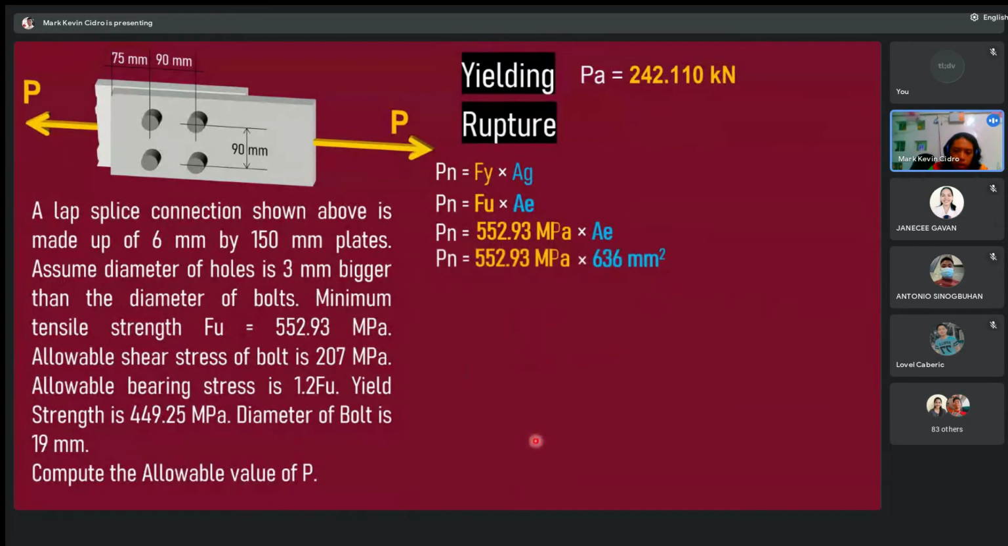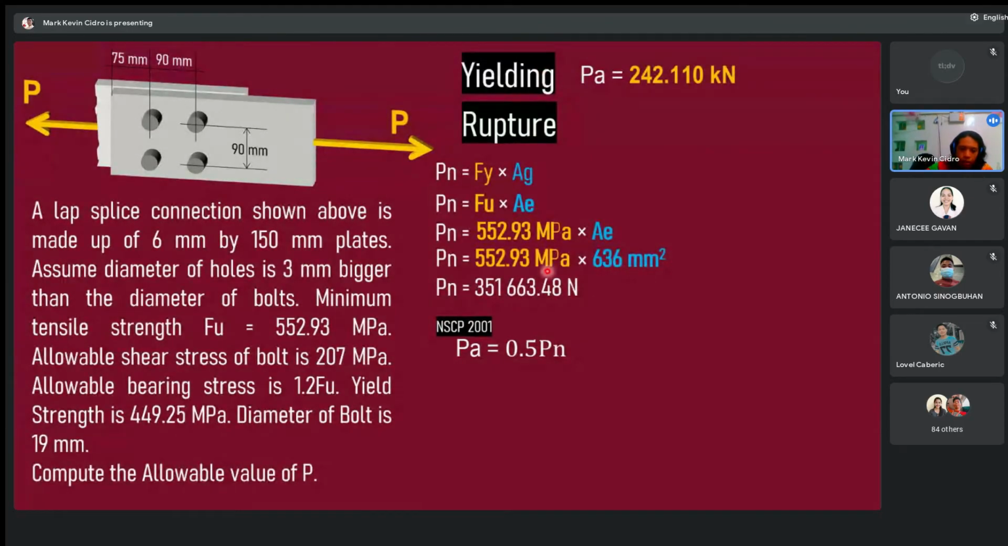Okay. Substitute. Then you will have P equal to 363.48 kN. That would be your nominal tensile force. Take note, this is only the nominal. The allowable is what we want. For 2010, we are on the rupture. For 2010, your P is equal to 0.5. Take note again: for yielding, for 2001, it is 0.6.